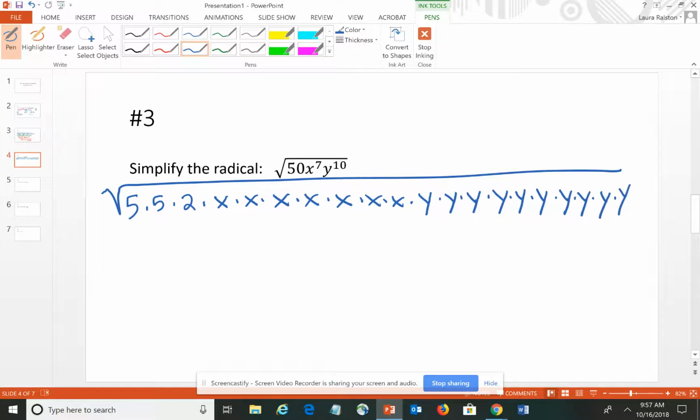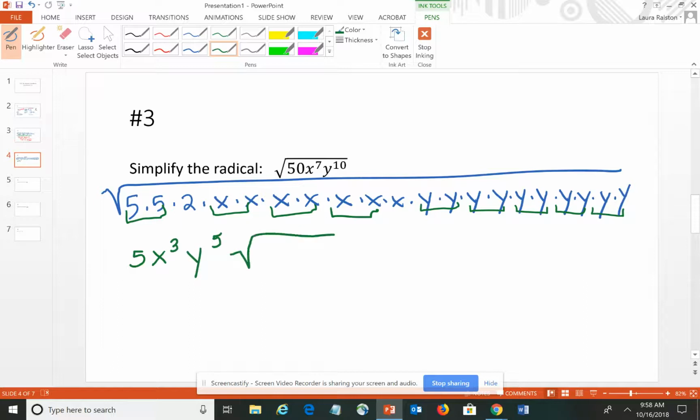Then we're going to be looking for sets of 2 since it's a square root. So I have a set of 5. I have 1, 2, 3 sets of x with 1 left over. I have 1, 2, 3, 4, 5 sets of y. So I'm going to take out a 5, 3 x's, 5 y's, and left underneath the radical is a 2 and an x.